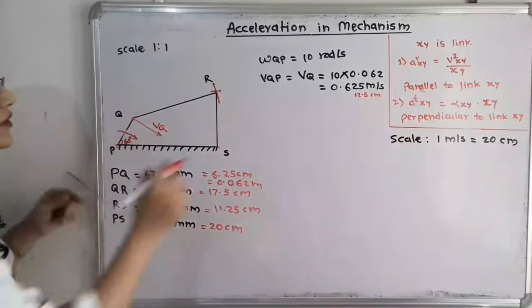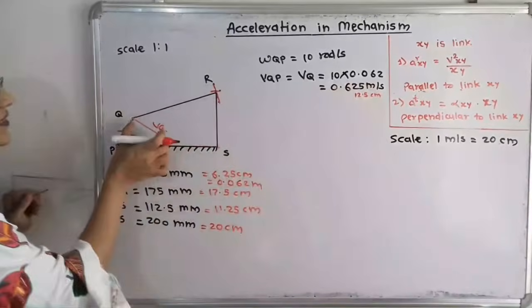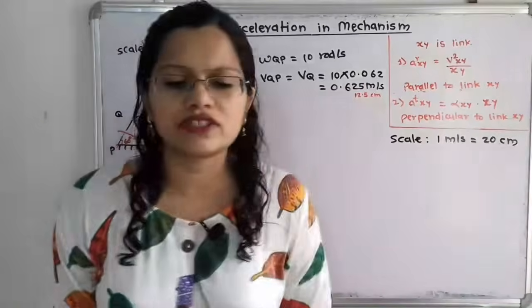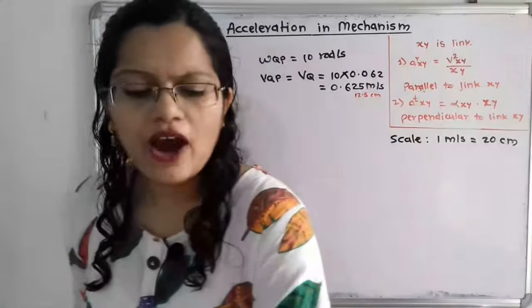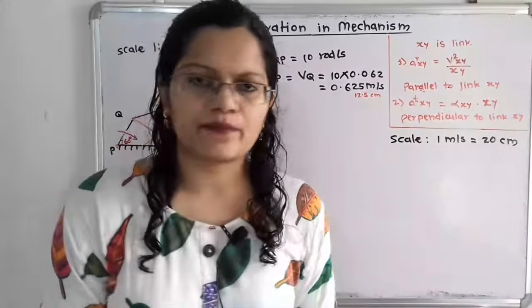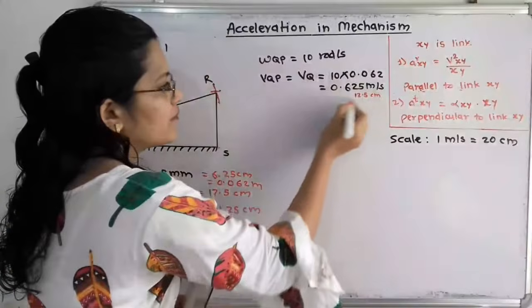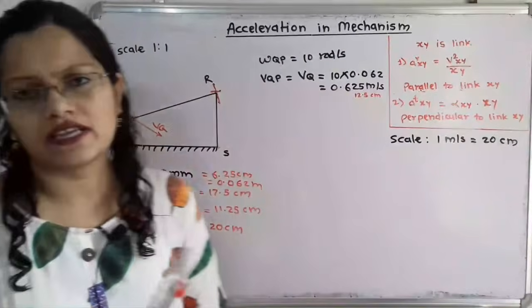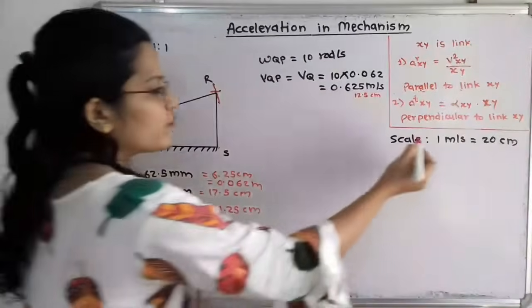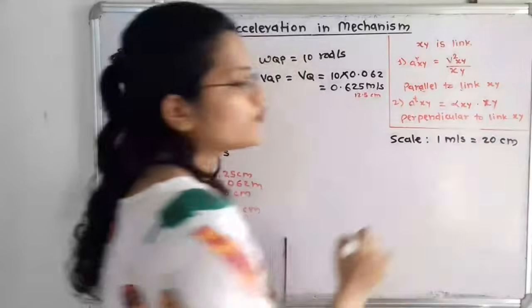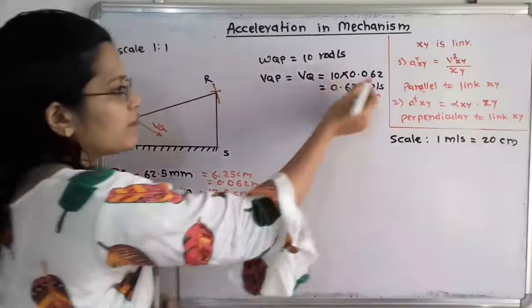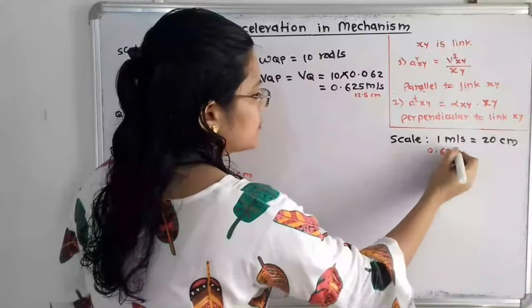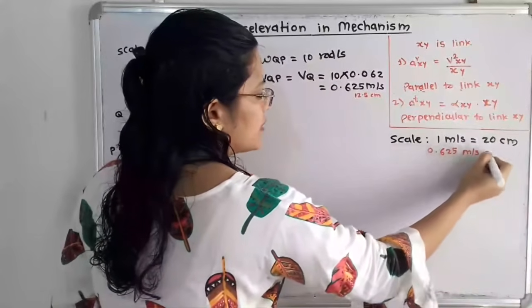So if we observe, this is the magnitude and here is the direction for this velocity of Q. Now how to draw the velocity diagram? For this magnitude we will decide some suitable scale. I will take here 1 meter per second is equal to 20 centimeter. Here what is the magnitude? 0.625 meter per second. So here is the question mark.